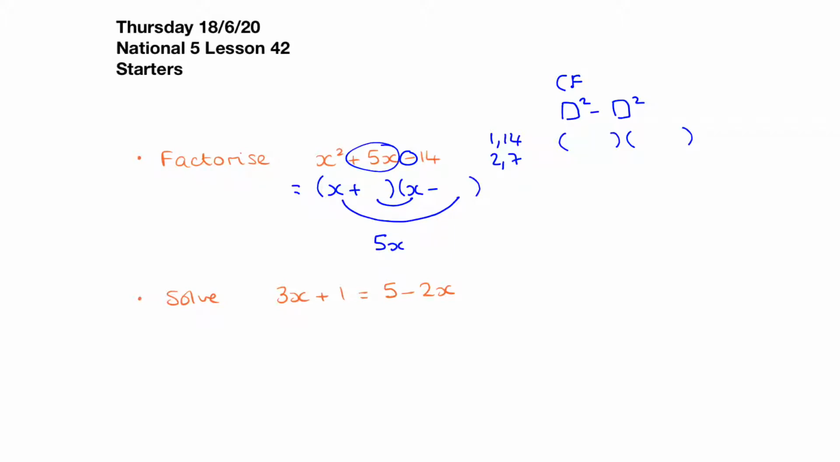Okay, so it's got to be the 2 and 7 because 1 and 14 won't work. We want plus 5x, so the bigger number goes with the plus, so that'd be 7 there and 2 there. And a quick check shows us that we've got 7x from that, minus 2x from that line. So 7x take away 2x does give us the plus 5x that we need. So our answer, just to write it neatly without the scribbles, is x plus 7 times x minus 2.